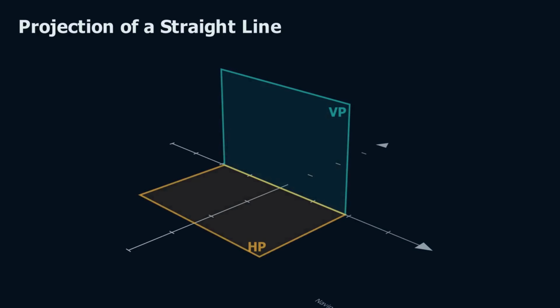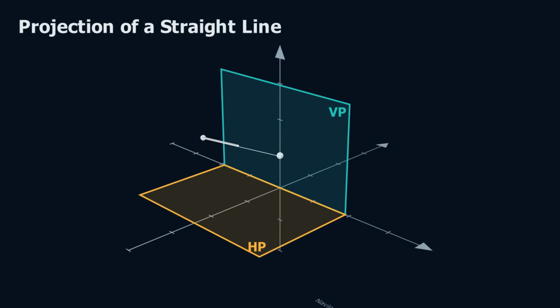Now, let us learn how a straight line is projected onto the principal planes of projection. Here are the two principal planes of projection: the vertical plane standing at the back and the horizontal plane lying below. Together, they form the first quadrant. Any object placed in this quadrant between the observer and the planes is drawn in first angle projection, the convention we follow throughout this course.